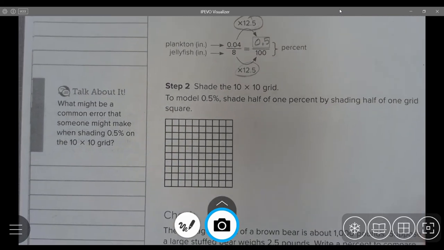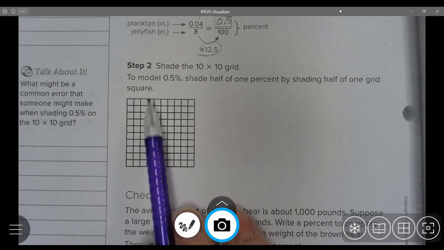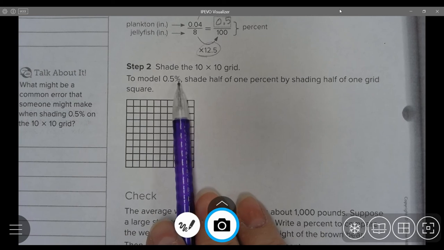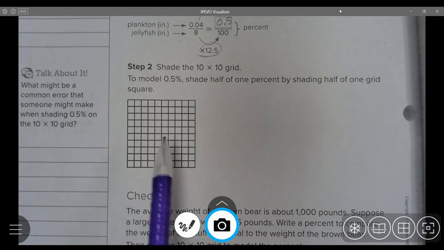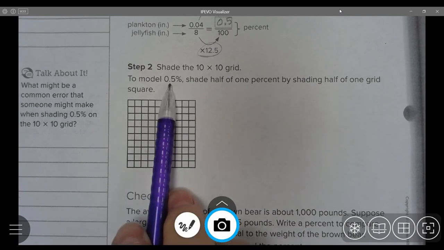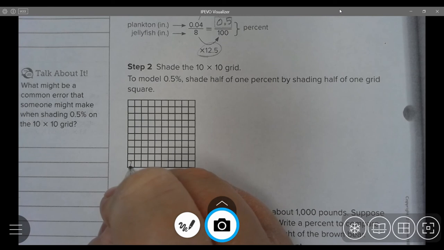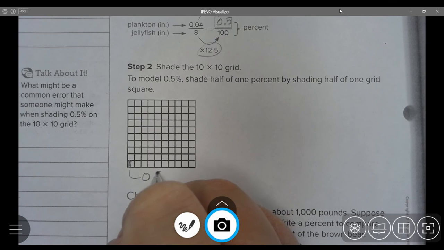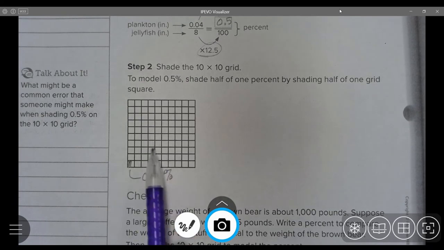And how would that look? Well, step 2, shade the 10 by 10 grid to model the 5/10 percent. Shade half of 1% by shading half of one of the grid squares. So I'm going to go over here. This is less than 1. So I'm going to go down to this one corner and shade it in. This represents half of a percent because it's half of 1% of this 10 by 10 grid.